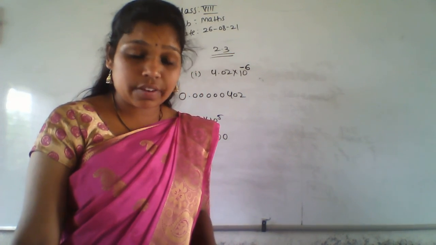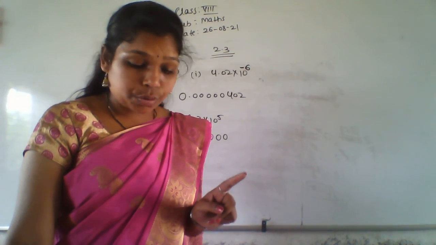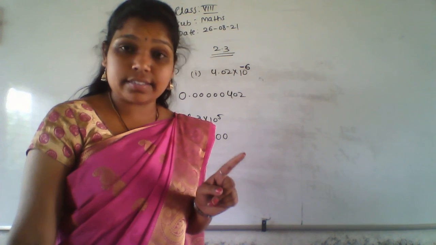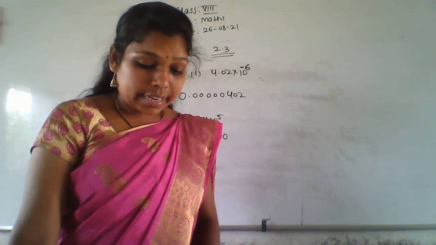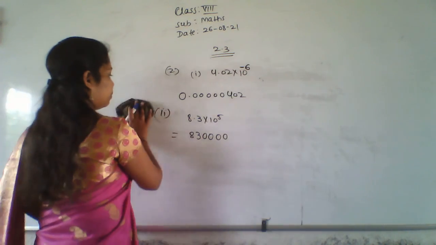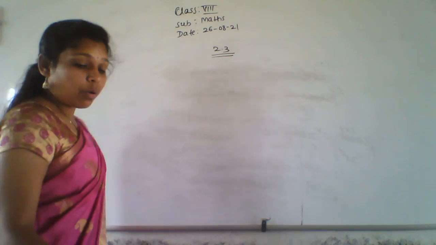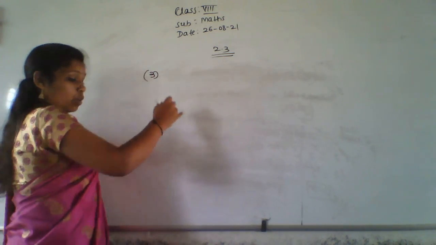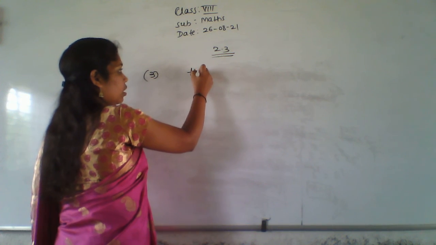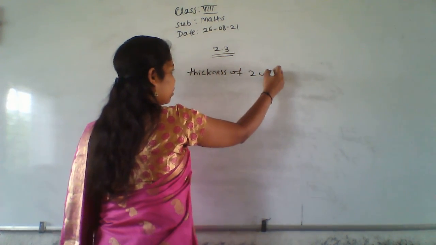Now we'll go with the third main. What is the third one they have given here? The thicknesses of two wires are 6 into 10 to the power minus 6 meter and 1.5 into 10 to the power minus 7 meter. Then find the ratio of the thickness of the two wires. Ratio means what we have to do here? Ratio means we have to do the division. They have given the thickness of two wires.